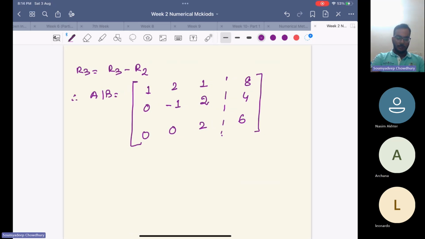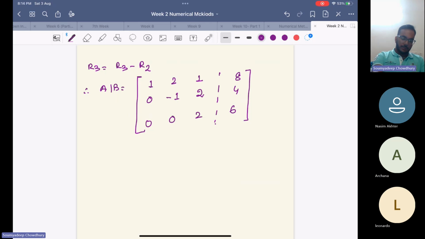So it's fine. Now our objective is fulfilled here. All these three elements we have made 0. This is 0, this is 0, and this is 0. All these three elements are 0 now. So now our Gauss elimination process is done. Now we will do the back substitution.